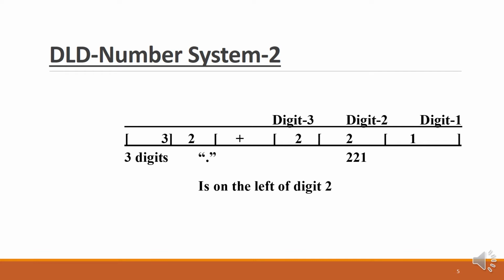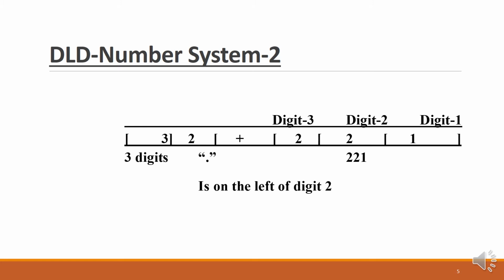Next basically is the decimal point. Since it is 2.21, this field contains the digit number. For example, in this case the decimal point is on the left hand side of the digit 2. Mind you, it is not number 2. Incidentally, digit 2 and number 2 are the same thing in this particular example, but it is on the left side of digit 2, which is again 2. That is why it is 2.21.